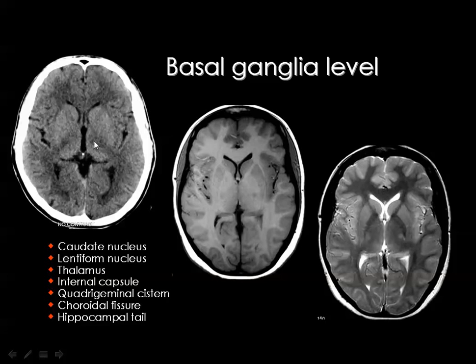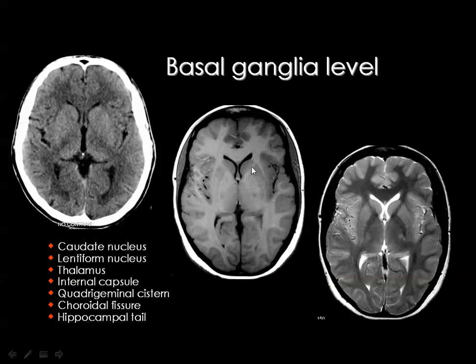In this section, you can identify most of the basal ganglia, which are the caudate nucleus here, the lentiform nucleus here, and the thalamus. The head of the caudate nucleus lies in the concavity of the frontal horn of the lateral ventricle, and this is its site by CT and clearly identified by MRI T1 and T2 weighted image. This is what we call the head of the caudate nucleus.